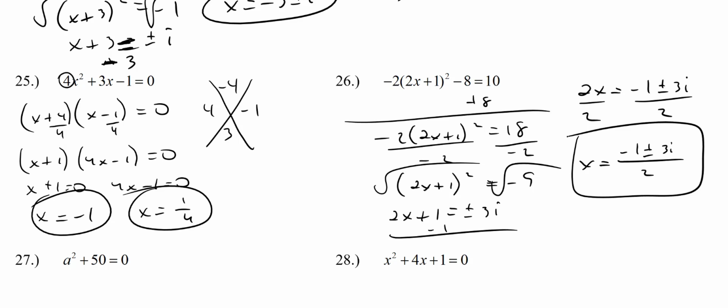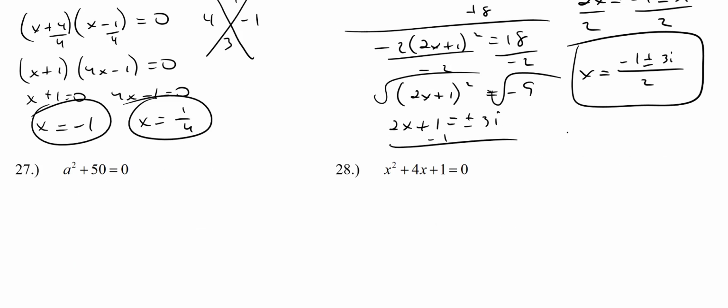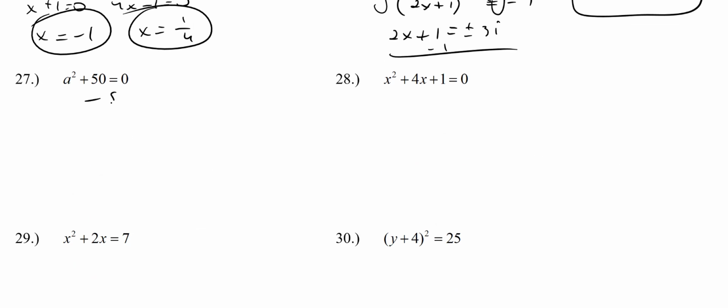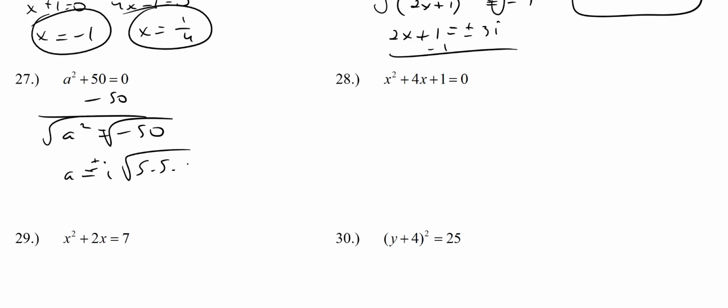Okay, it's not bad. Next one, definitely square root method. Subtract 50 from both sides, so it's a squared equals negative 50. Take the square root of both sides. a is equal to, I'm going to pull an i out right away. It's plus or minus, by the way. 50 is 5 times 5 times 2. So a is equal to plus or minus, I can pull 5 out. So it's 5i root 2.